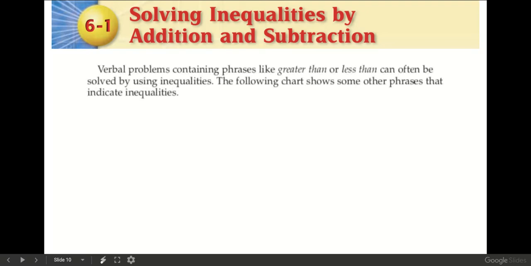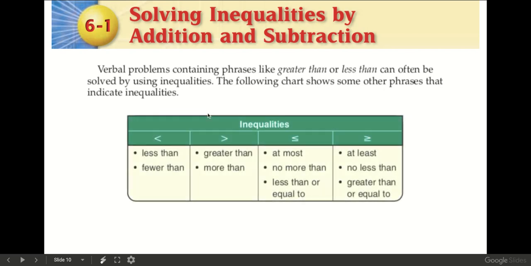Verbal problems containing phrases like greater than or less than can often be solved by using inequalities. The following chart shows some of the other phrases that indicate inequalities. You might see these in story problems or word problems that we do in context. The less than symbol is usually represented by less than or fewer than. The greater than symbol is represented by greater than or more than. The less than or equal to symbol we'll usually see as at most, no more than, or less than or equal to. The greater than or equal to symbol would be at least, no less than, or greater than or equal to. So look for these key phrases when you're trying to write an inequality.